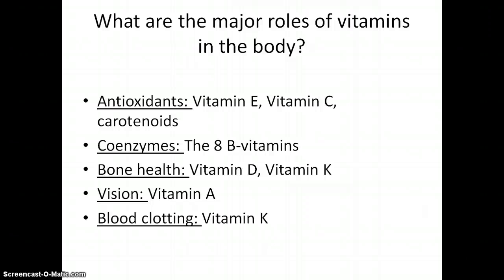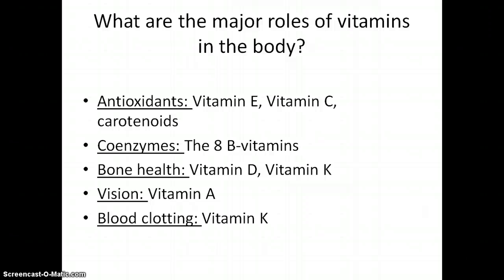Bone health, we think of vitamin D, vitamin K. For vision, vitamin A, with the lack of vitamin A causing night blindness. So when your mom told you to eat carrots, they have a lot of vitamin A. Carrots are good for your eyes. And then our blood clotting again is vitamin K. A person going into surgery that has problems with blood clotting might get a vitamin K injection to help them to be able to form blood clots to prevent hemorrhage.